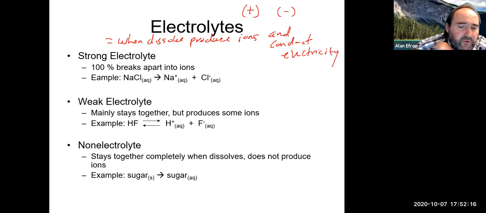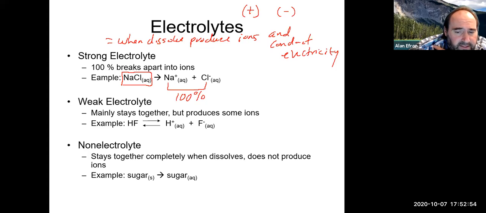The first type is a strong electrolyte. And when you have a strong electrolyte, it 100% breaks apart into ions. So if you take some sodium chloride, even though we call it a solution of sodium chloride, what is really happening in that solution is you have 100% these ions present. You have absolutely no sodium chloride units still together in that solution. So this creates a lot of free ions really quickly. And because it creates a lot of free ions, it's known as a strong electrolyte.